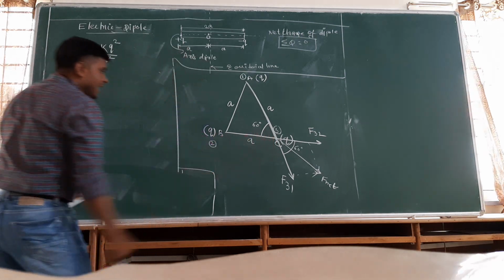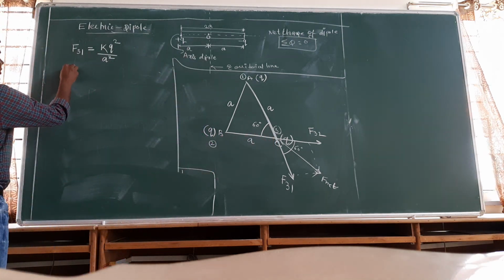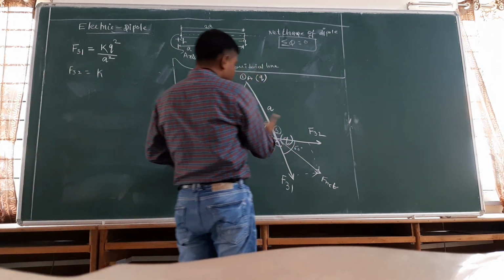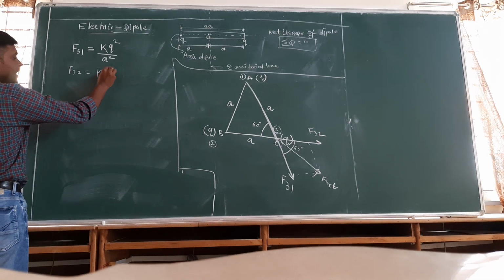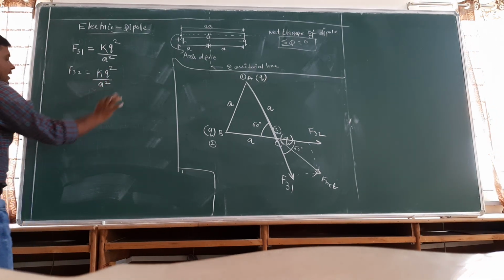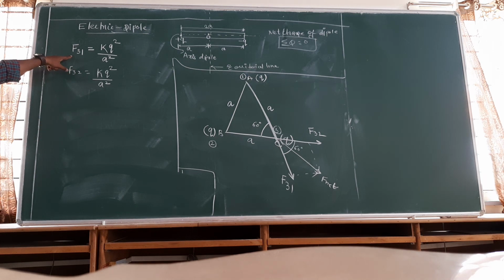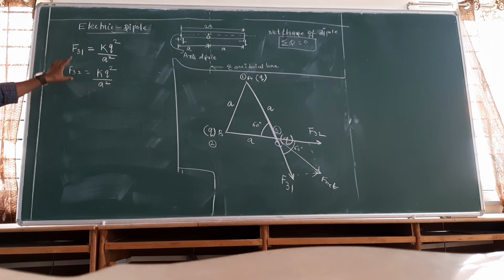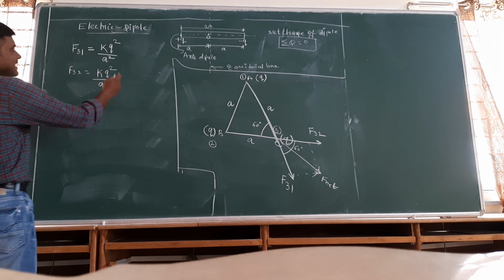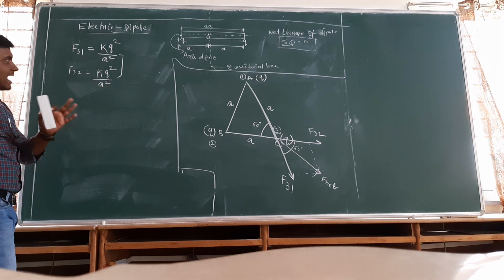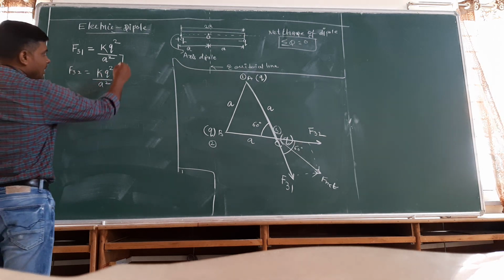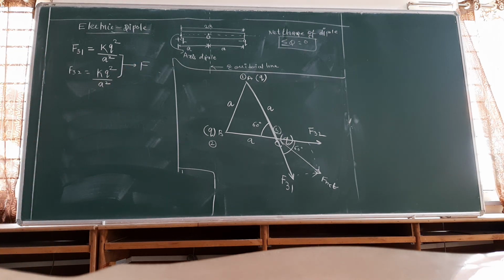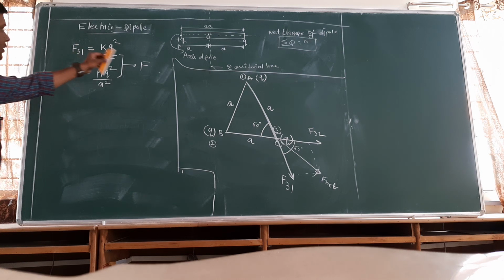Similarly, F23, the force between these two, F32 will be K, again the same now because the distance is A and these two are the same charges. So this will also be equal to K Q square by A square. Now if you look at the values of F31 and F32, what are you observing? Both are the same. So to make our calculation easy and not complex, let's put this value as F, and finally we'll put the value of F back into the answer.